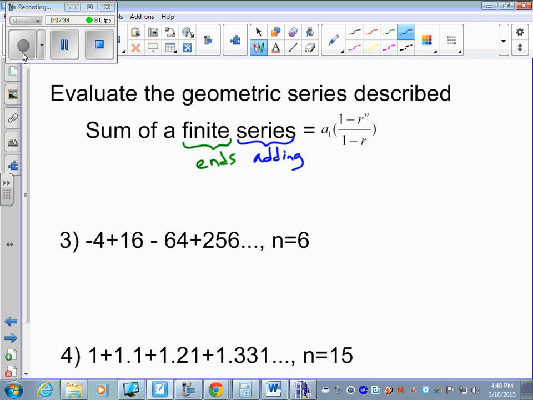Here's a formula that we use to add up a series of numbers. So it's a sub 1, the first term, the value of the first term. We have r, that's the ratio, and n, so whatever term number we're going to. So we'll just write it as the ending term number.